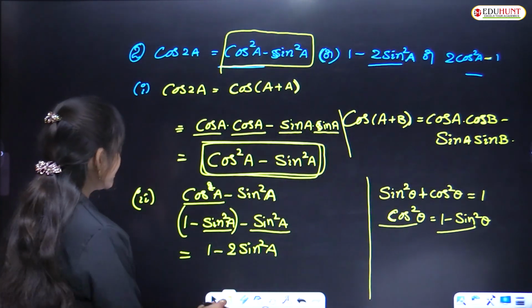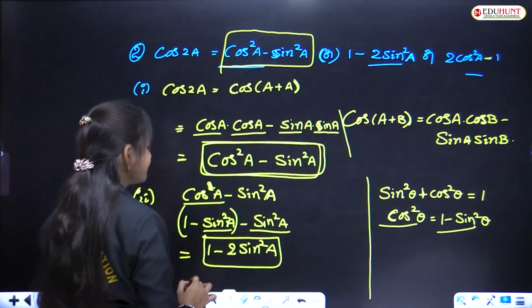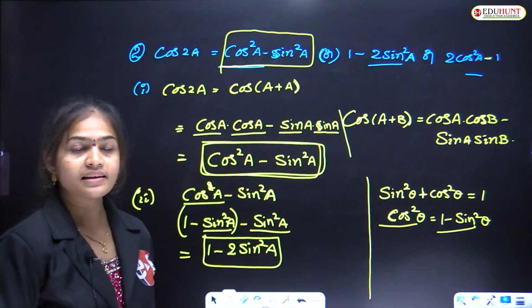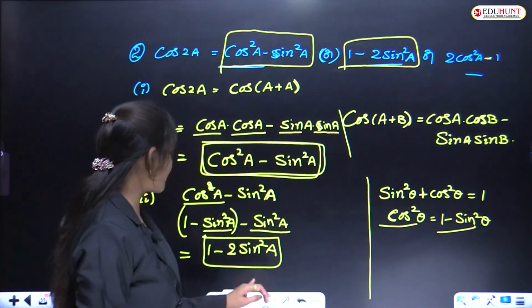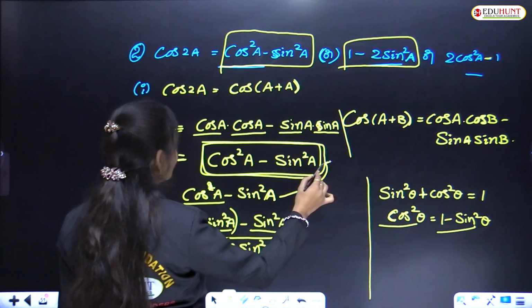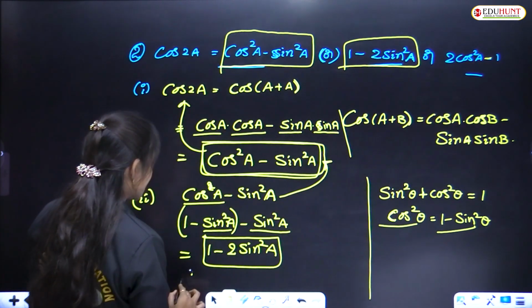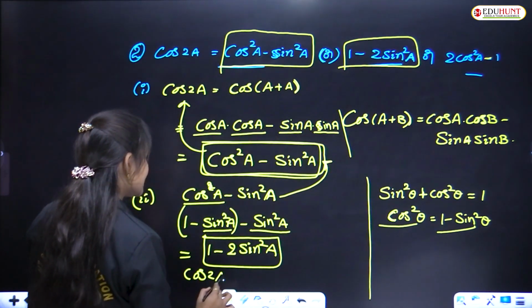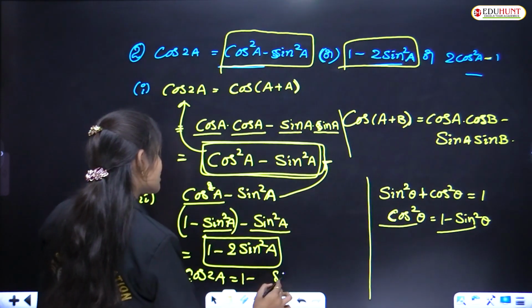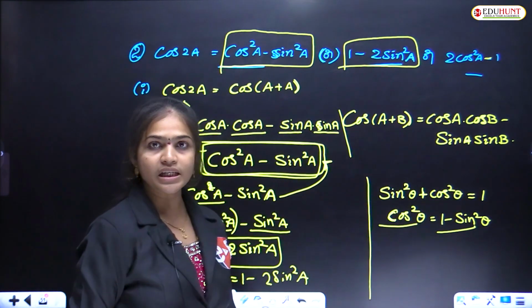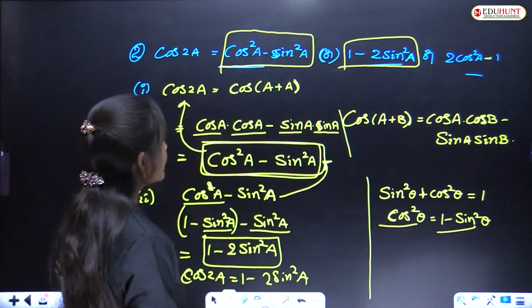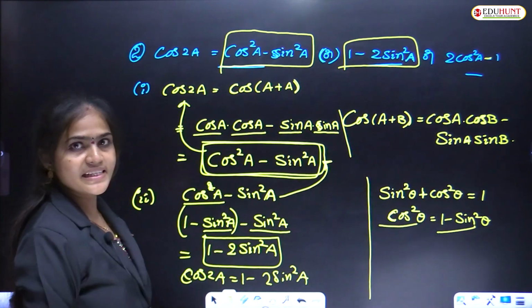Am I clear? So here this is the second formula. Okay, that is that second formula what they given here, that is 1 minus 2 sin square A, which is equals to, actually this one equals to cos 2A. So that's why here cos 2A is equal to 1 minus 2 sin square A. So this is the second formula. Okay children, next third formula, what is that? 2 cos square A minus 1.